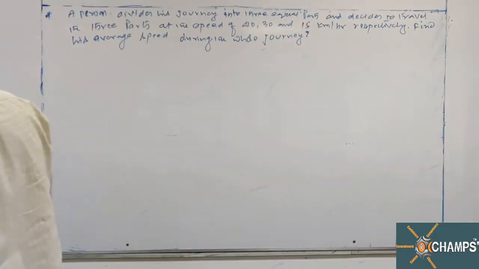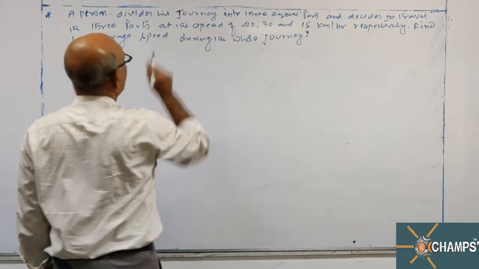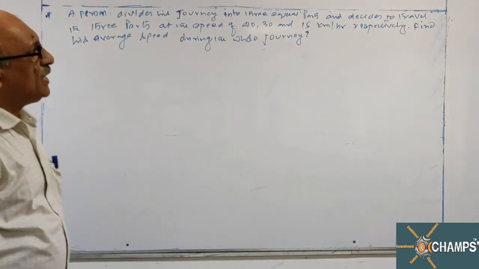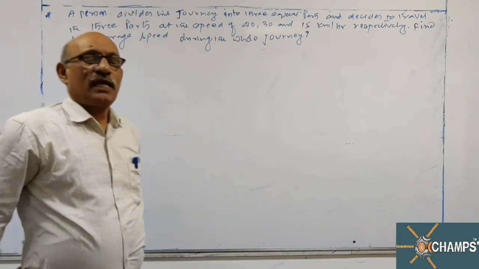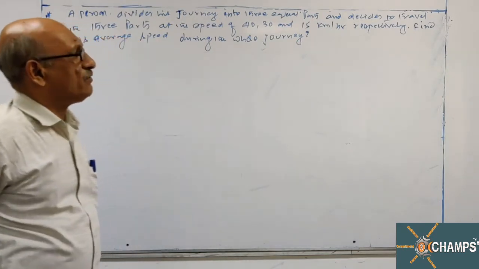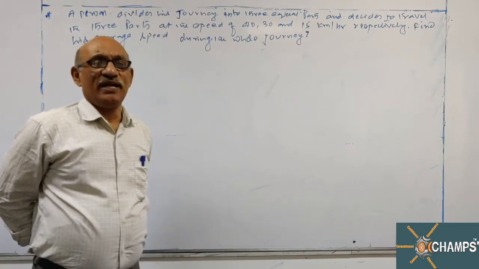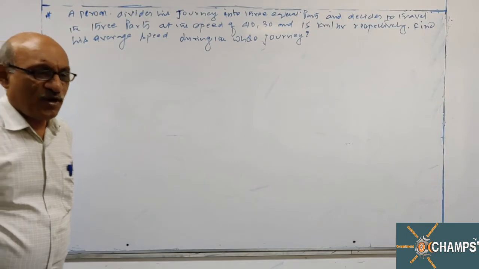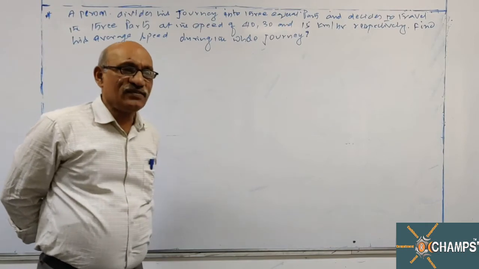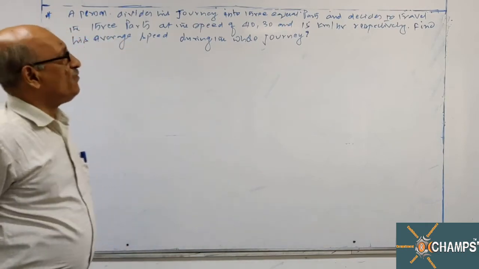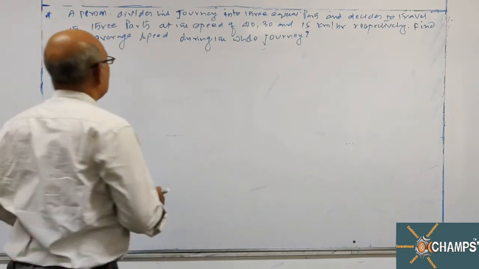Now look at this, what is given in the question. A person divides his journey into 3 equal parts and decides to travel the 3 parts at the speed of 40 kilometers per hour, 30 kilometers per hour and 15 kilometers per hour respectively. It means equal distance is covered by him with unequal speeds. Again I am repeating this point: he covered equal distance with unequal speeds. So whenever equal distance is covered with unequal speeds, to find the average speed we have to calculate harmonic mean of different speeds.